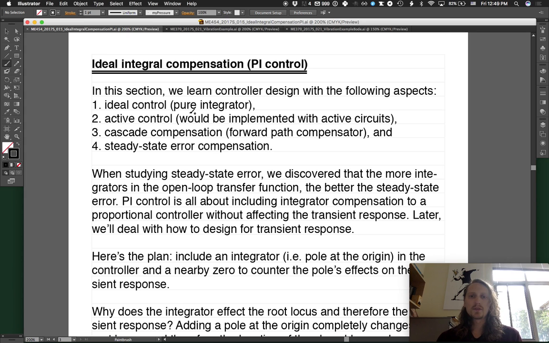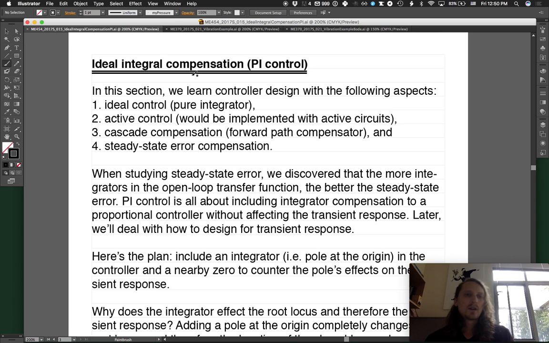One of those performance issues can be that we would like our closed loop dominant poles to be somewhere that's not on the root locus. That's one possibility. We're not going to deal with that one today. The other possibility, performance-wise, is that we might have some steady state error that we'd like to get rid of. And that's directly what we're going to focus on with this lecture. And we're going to mitigate that issue by using ideal integral compensation, which gives you a PI controller.